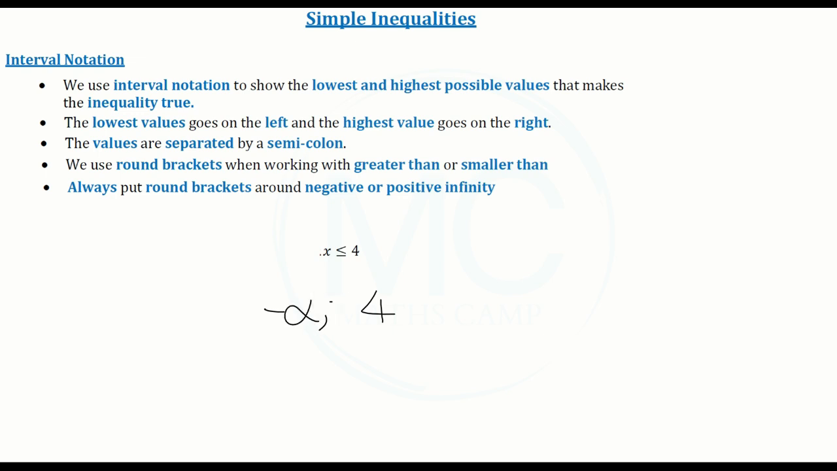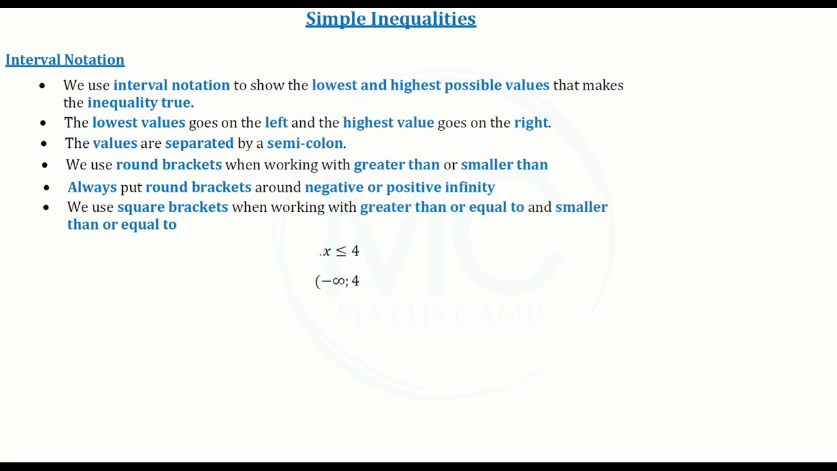We know that we use a round bracket when working with infinity, so we can put this in now. When working with an inequality that is greater than or equal to, or smaller than or equal to, we use square brackets. So in this case, we can put a square bracket around our 4. This tells us that x can be any value smaller than 4, but includes 4 itself as well.